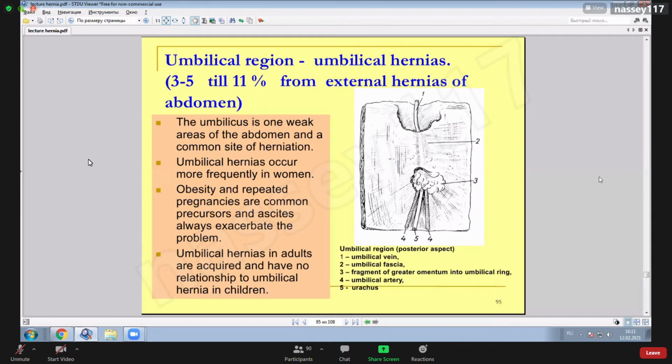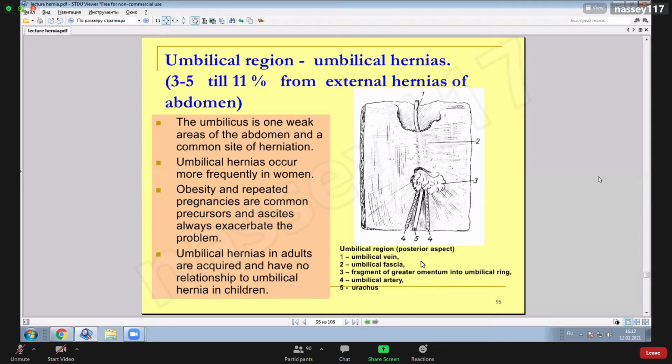The umbilicus is one of the weak areas of the abdomen and a common site of herniation. Umbilical hernias occur more frequently in women. Obesity and repeated pregnancies are common precursors, and ascites always exacerbate the problem. Umbilical hernias in adults are acquired, and have no relationship to umbilical hernia in children.